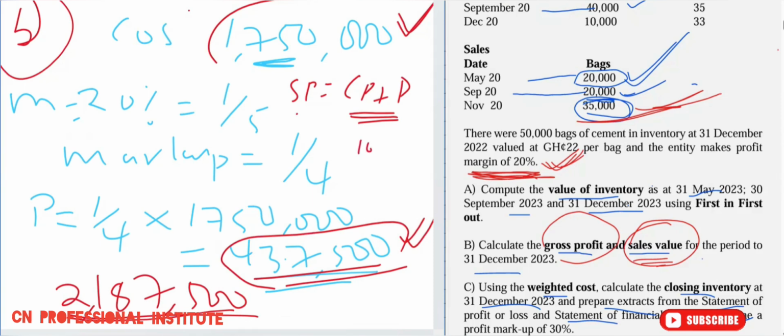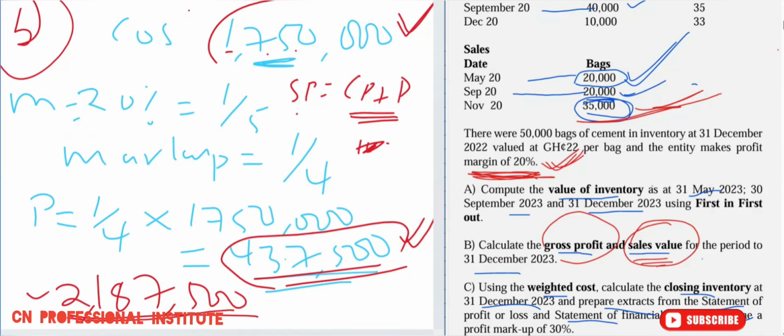Equally, we can just do it straightforward with 100%. Just pick your calculator and do 100 divided by 80 times the cost price, 1,750,000. You get the 2,187,500 straightforward, right? Because you pick the 100% and then you deduct the margin from the denominator. So you have 100 divided by 80 times the 1,750,000, and you get the sales value straightforward.